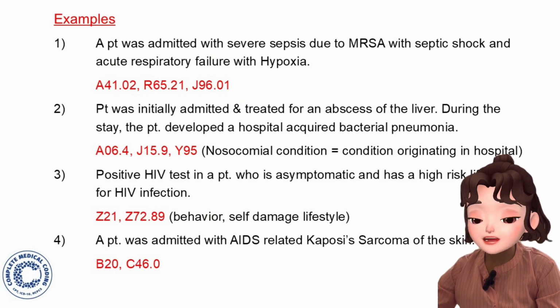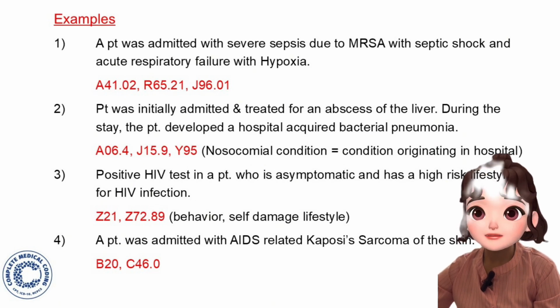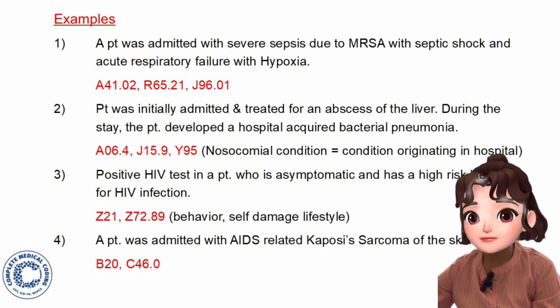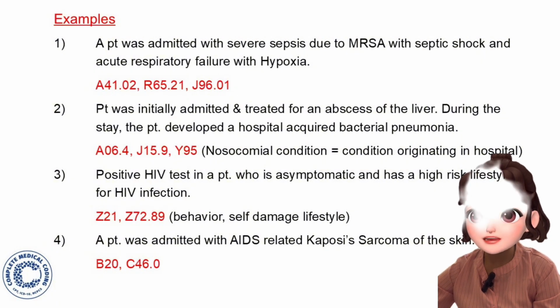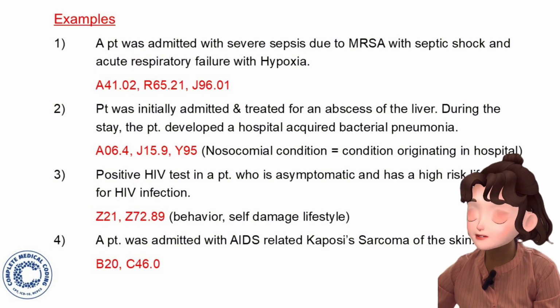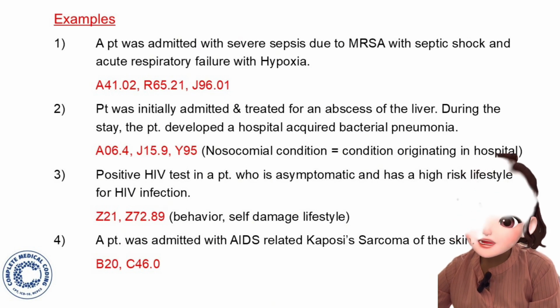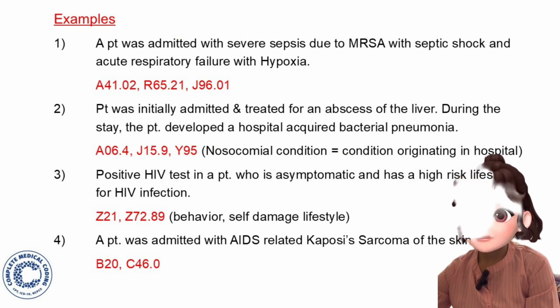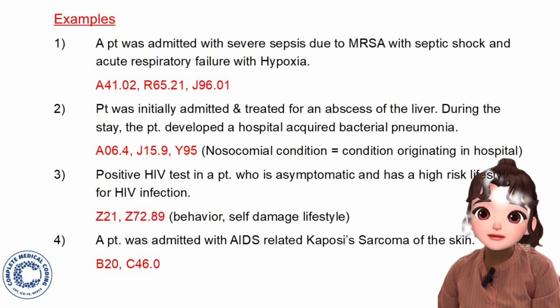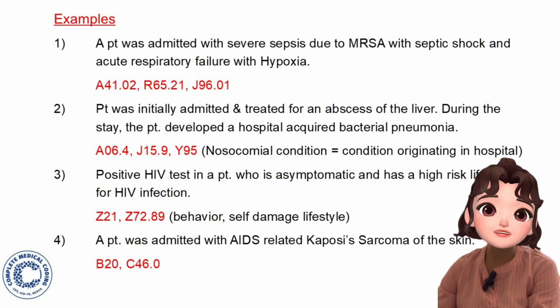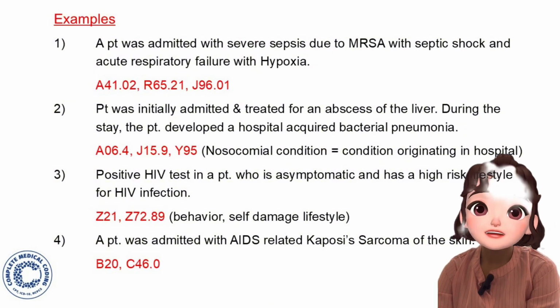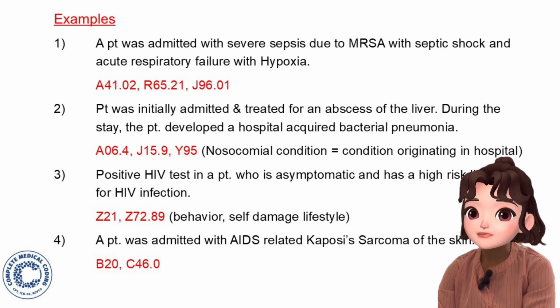Code B20 first, followed by the sarcoma of the skin, C46.0. What is C46.0? Kaposi's sarcoma of the skin, as mentioned in the question. So this is how the sequencing should be. This is how you have to code. These are the guidelines. Okay, friends.